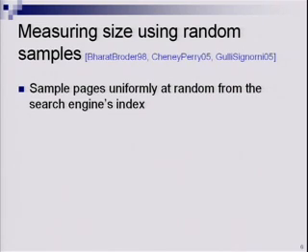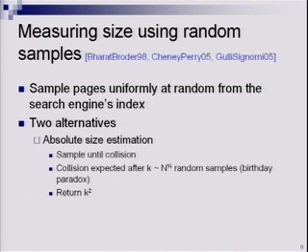One method to do that, similar to what we are doing here, is to sample pages uniformly at random from the search engine's index. How do you use such samples to estimate size? There are two possible ways to do that. If you really want to know the exact absolute size of the corpus, the only way I know to do that is the following. You just generate independent samples, one by one, until you hit a collision. A collision meaning that you got the same document twice.